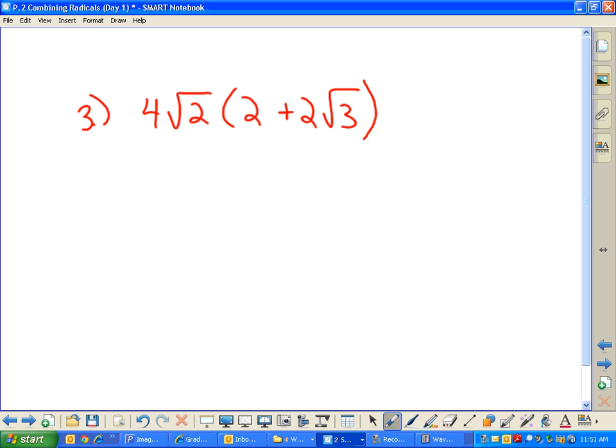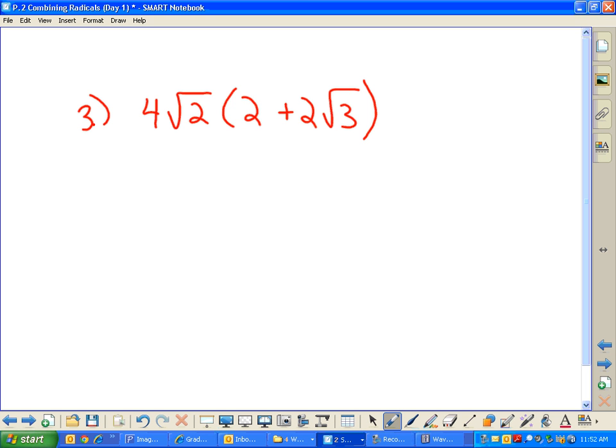You can do your homework out of order. If you want to start with number 3, that's fine. I'll find it. But if you take a look, you have 4 square roots of 2 times the quantity of 2 plus 2 square roots of 3. So we have to simplify this. There's a little bit of a step that comes before simplifying our radicals. And that step in this case is the distributive property.